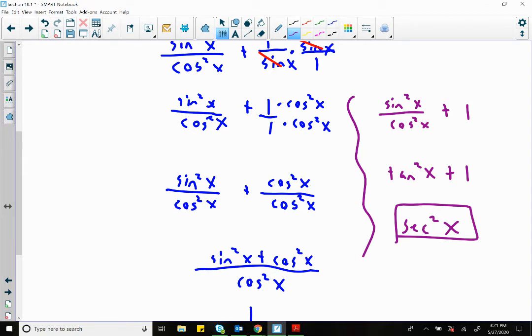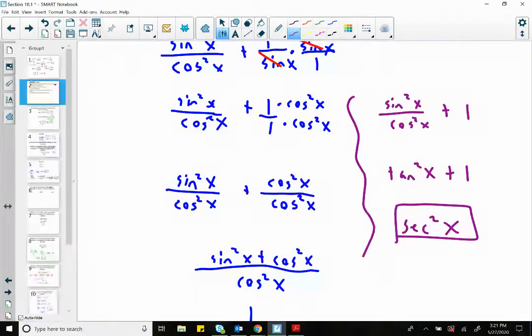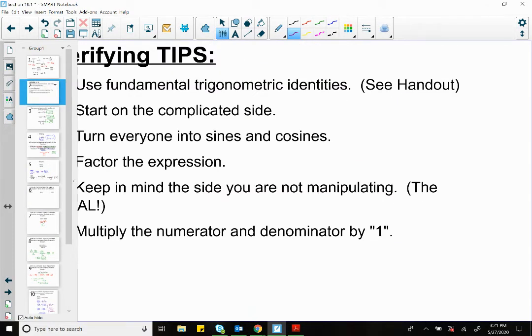Again, I don't have a surefire process: do this, then do this, then do this. All I can tell you are these are the rules. Try to win the game. Okay.